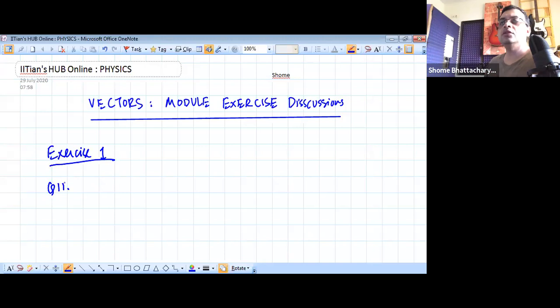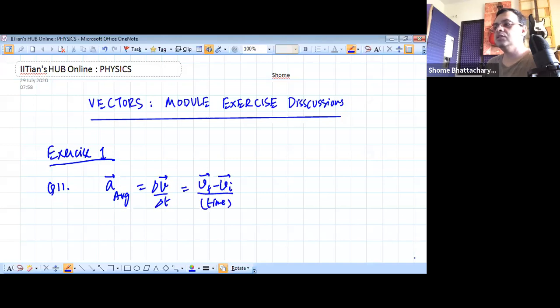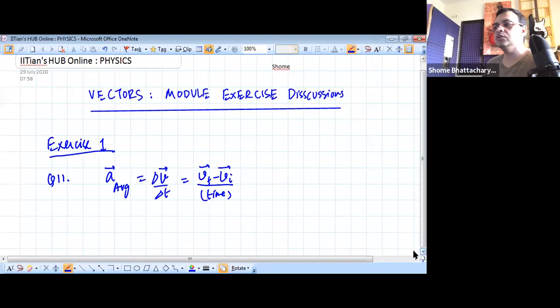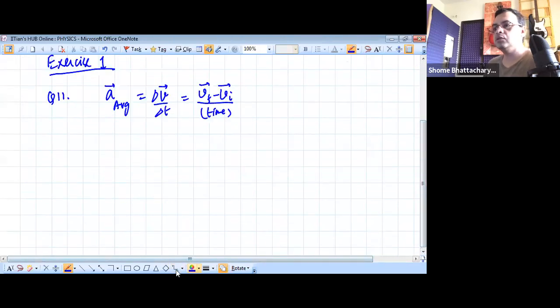This question is about the application of vectors in kinematics. As per the definition, we define average acceleration as the average rate of change of velocity with respect to time. So it's delta v by delta t, or change in velocity, final velocity minus initial velocity, divided by the interval of time. Here, initially the particle is moving towards the east with a velocity of 5 meters per second magnitude. You can do this in two ways: you can use geometry, or you can use component algebra.